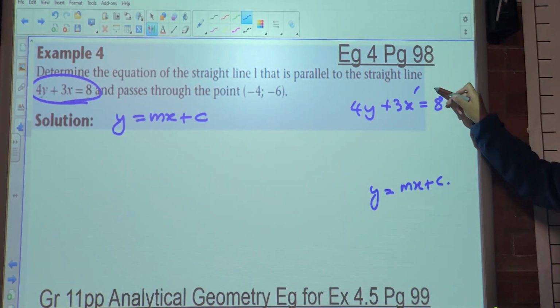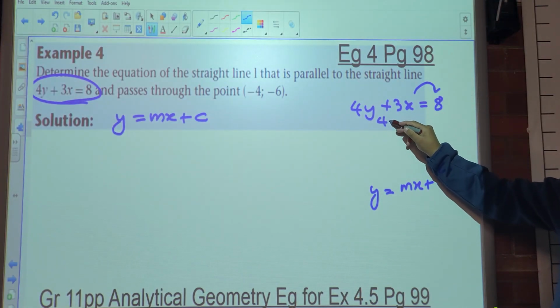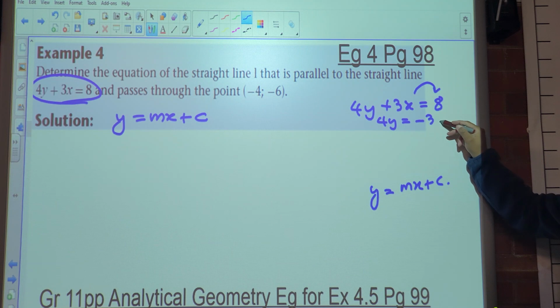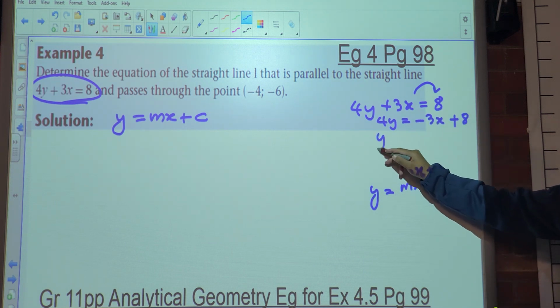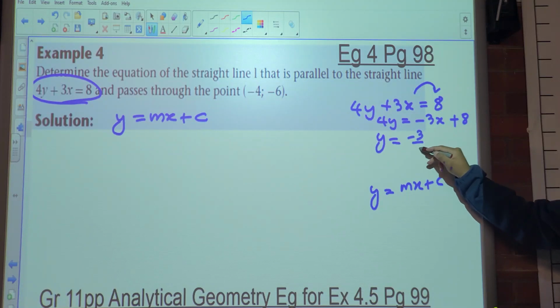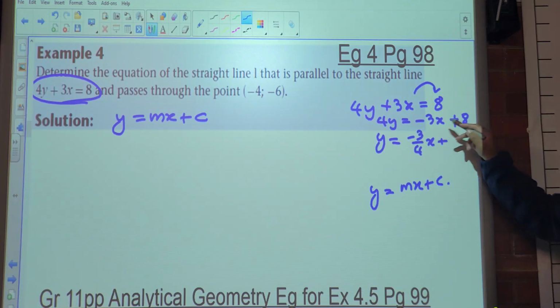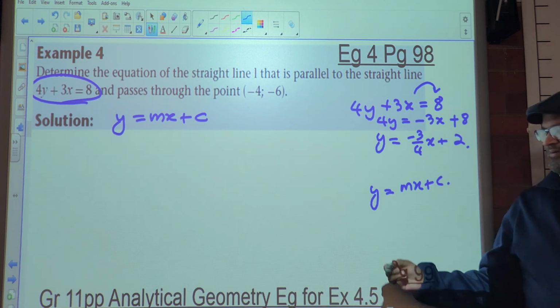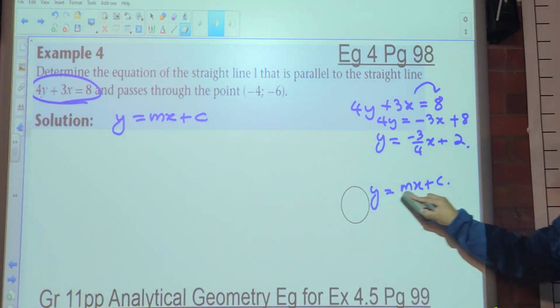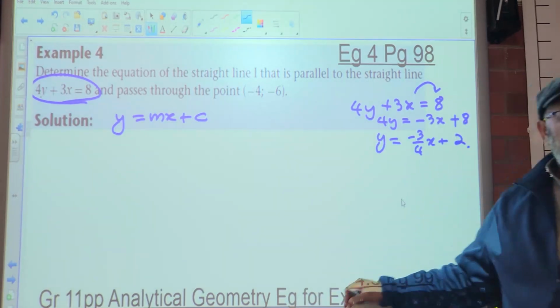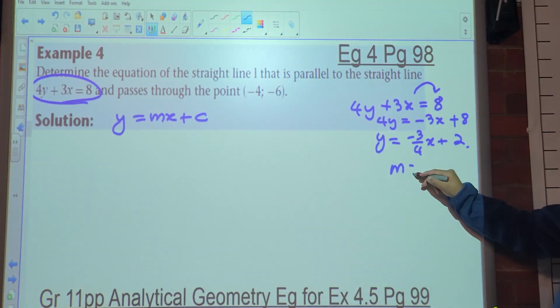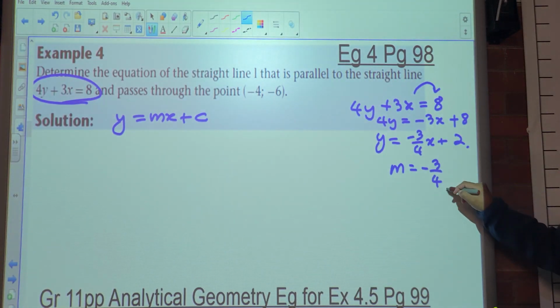Take the 3x over, yes? And then we leave 4y = -3x + 8. And then? Divide by 4. So y is equal to -3/4 x + 2. What do I notice now? What's my gradient now? Can you see it's in that form of y = mx + c? So the gradient is -3/4.